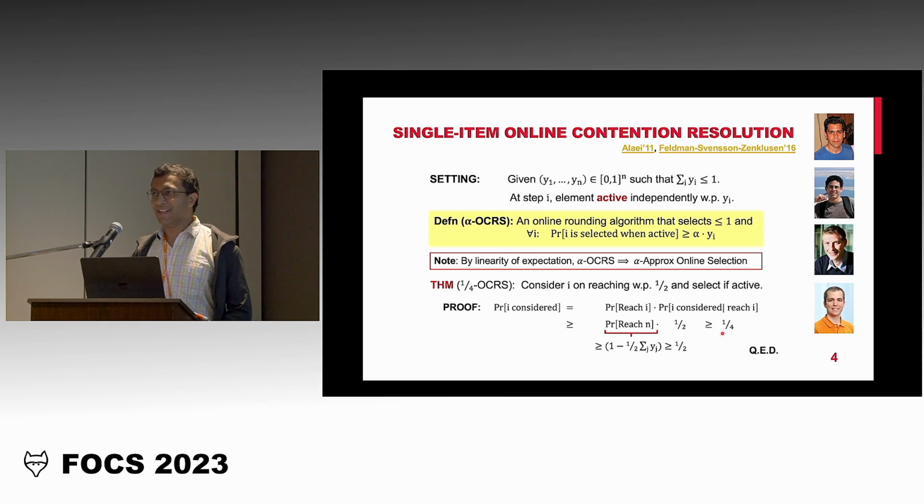Good, and the reason you're roughly getting a quarter is because, first of all, with half a chance only am I going to consider it if I reach it. And also I'm going to reach everything with probability at least a half, because on average, I'm only taking half an element. Because I've scaled down everything by factor 2, on average, I'm not taking something with at least a half chance. So I'll reach everything with at least a half chance.